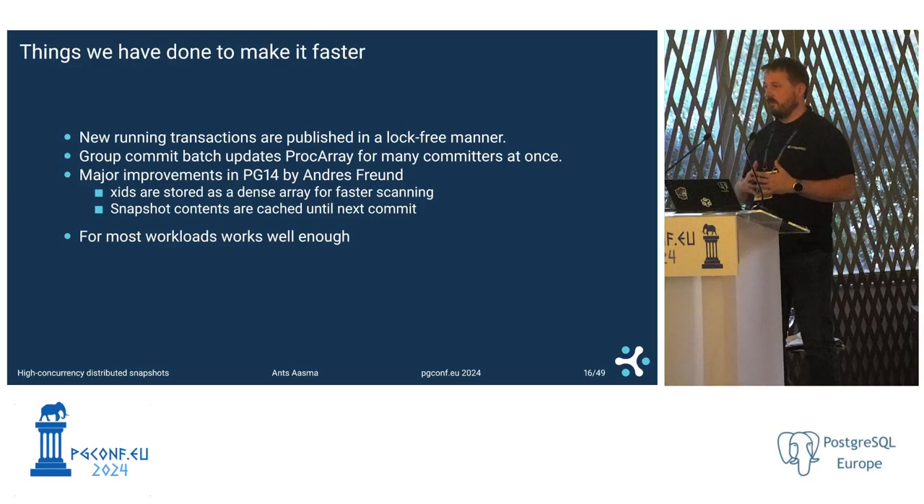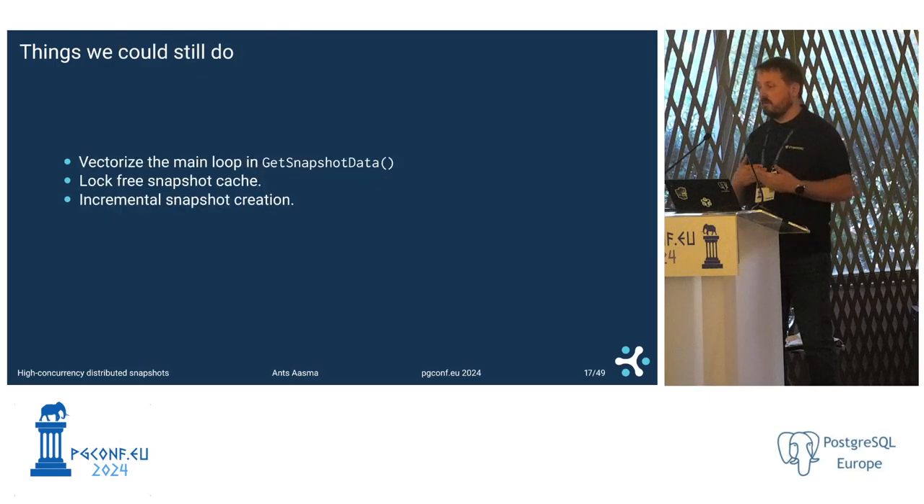And this means that for most people, actually, this proc array lock contention is not a major issue today. But our bag of tricks to make it run ever faster is starting to get small. We have a couple of other options that we can still do. We can maybe vectorize this get snapshot data to make it slightly faster. We can make the snapshot cache that we have in Postgres 14 lock-free, and we can maybe incrementally update this cache when transactions commit, so we don't have to rebuild it, but we can remove running XIDs from the snapshot. So we still have some options, but it's not much.